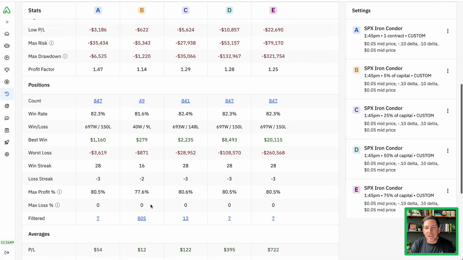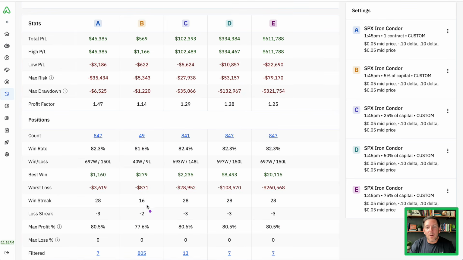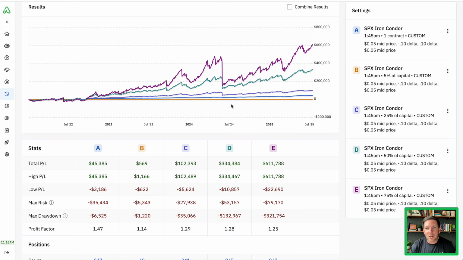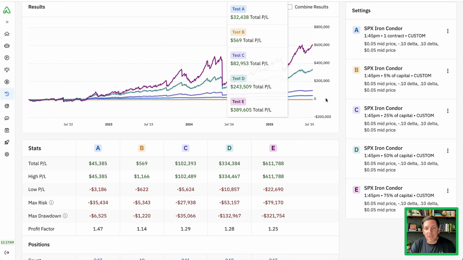So 5% still worked in this scenario, but you can see you got cut down in your win streak and your loss streak because you started to lose money, and it basically started to flatline. You started to run out of capital to allocate at 5%. So it was probably too big for this. It still made money, but it was probably too big for this strategy. You needed to be much smaller, maybe 2 or 3% of your capital, which would be an interesting one to run, by the way.